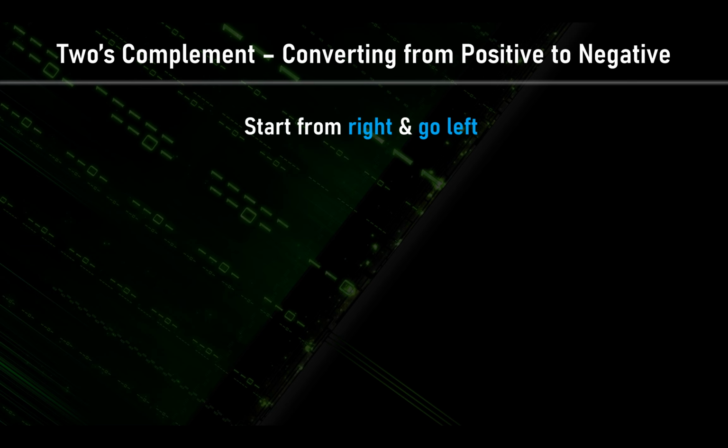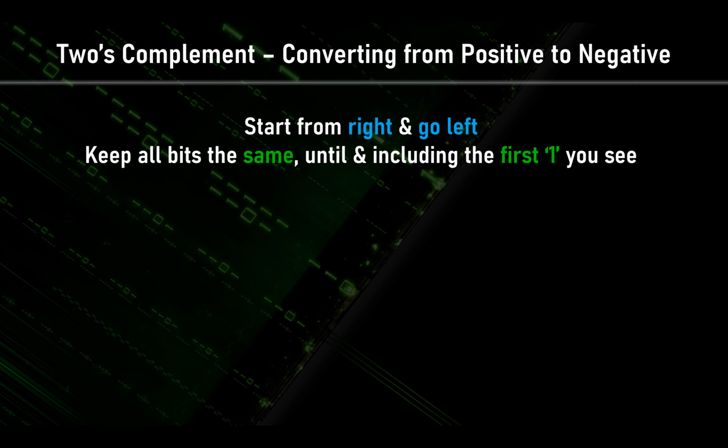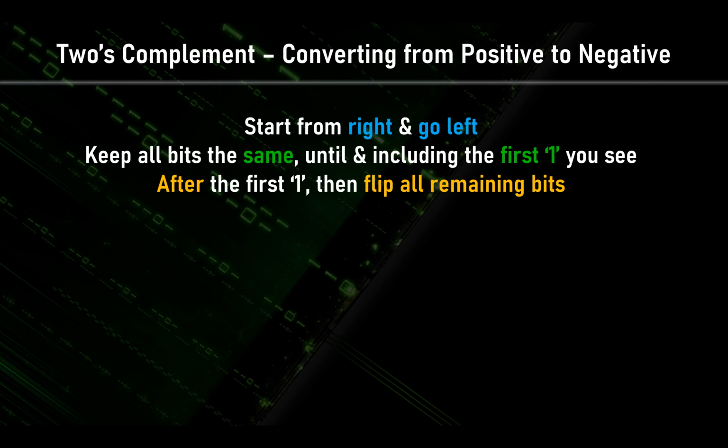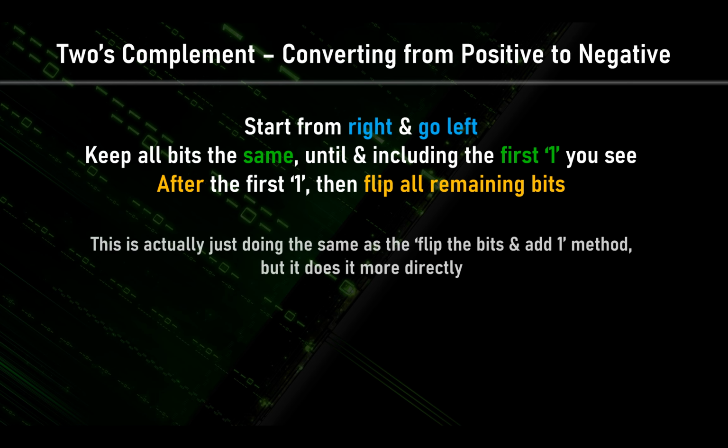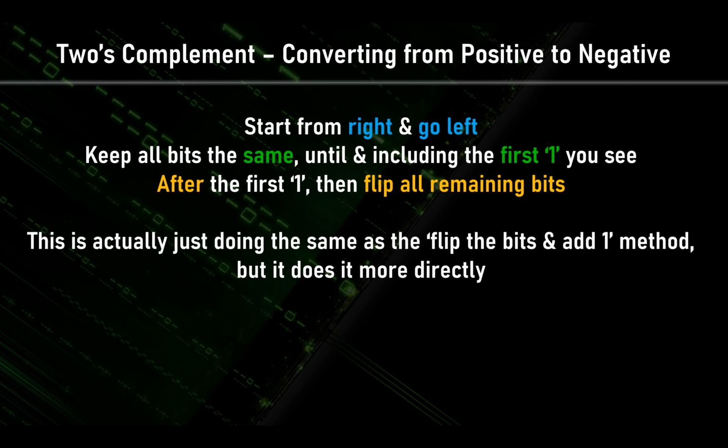This one is actually super quick. We start from the right, from the least significant bit, then go left. We keep all the bits the same until and including the first 1 that we see. Then after the first 1, we flip all the remaining bits. So basically only 2 stages, because this just tells us where to start. This does the same as the flip the bits and add one method, but more directly.